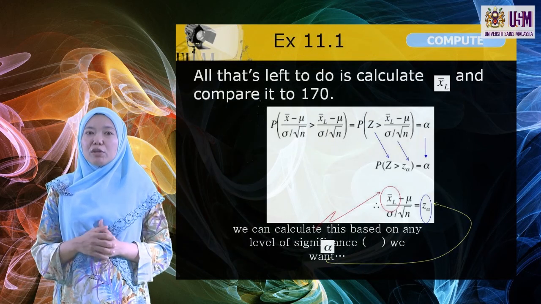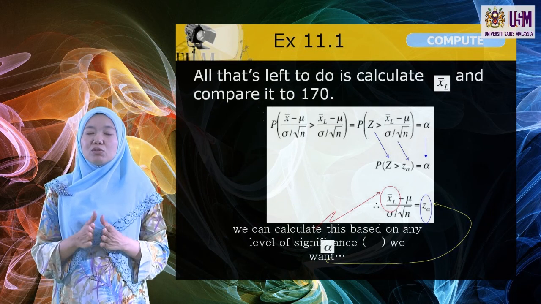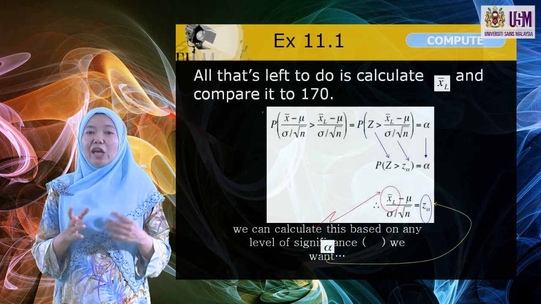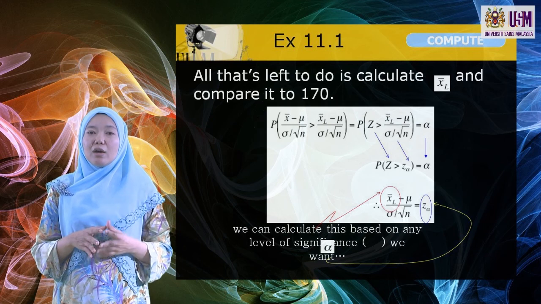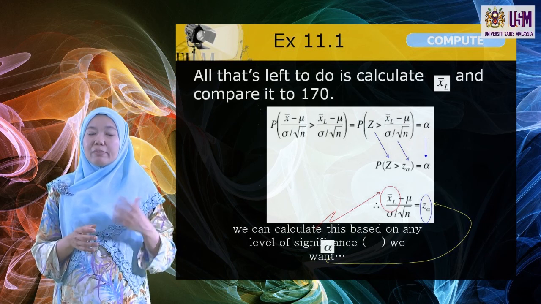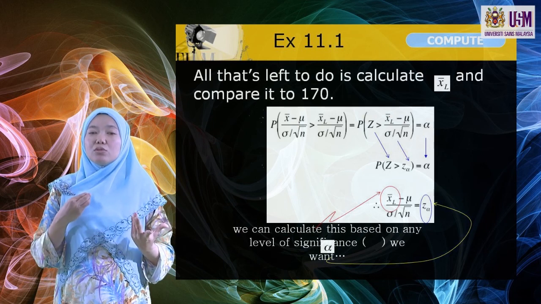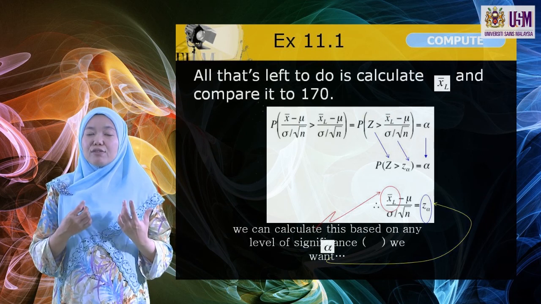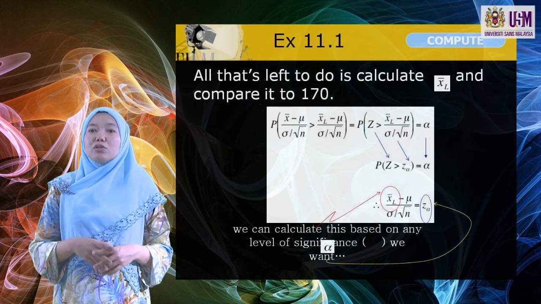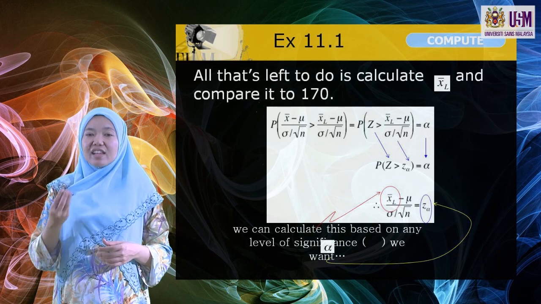So when it comes to computations, what is left for you to do is to actually calculate X bar L and compare it to 170. Remember where 170 comes from? That is the population mean that you get from the information given in the questions. So X bar L is actually your test statistic.